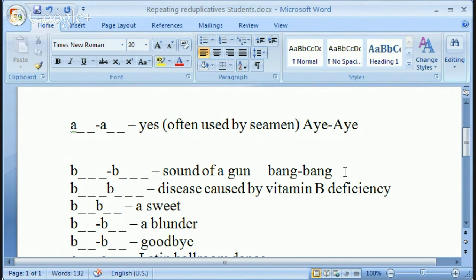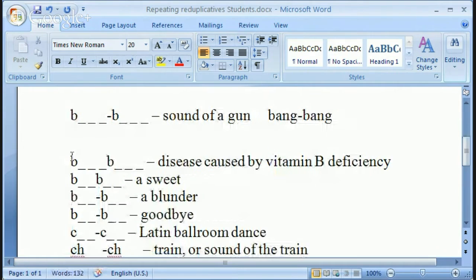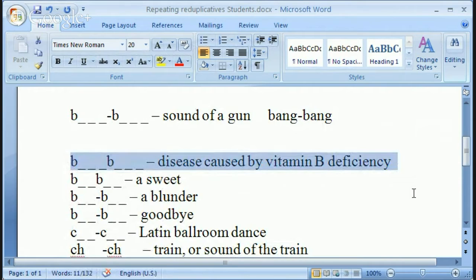Very good. Oh, here's a tough one. How about this next one? A disease caused by vitamin B deficiency. Wow.